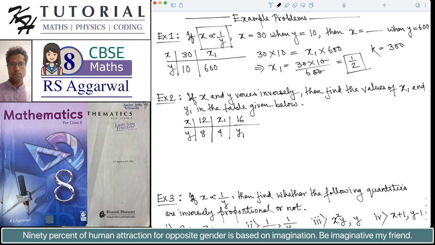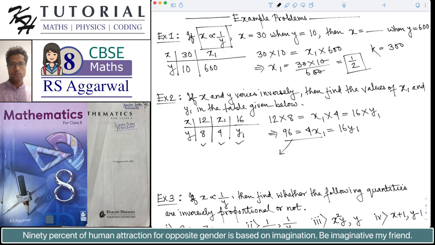That is, the product of x and y for all the data should be equal. We must have 12 multiplied by 8 equal to x1 multiplied by 4, equal to 16 multiplied by y1. We must have this since the quantities x and y are varying inversely with each other. So this implies 12 into 8 is 96, equal to 4x1, equal to 16y1.